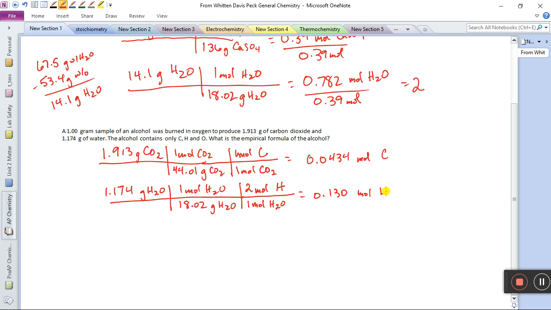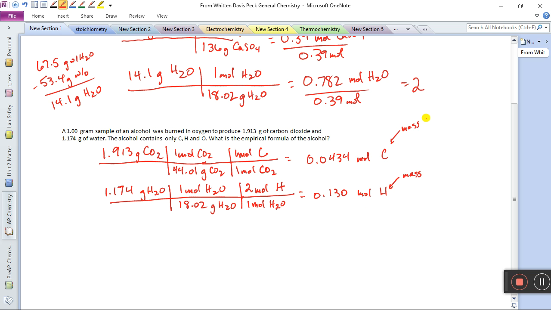By multiplying the... What else did we know about our compound? We have 1 gram of it. So in that 1 gram, we have this many moles of carbon, this many moles of hydrogen. So whatever's left over has to be what? Our oxygen, which means we need to know the mass of these moles. So we're going to have to find mass and find mass.